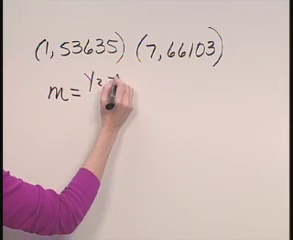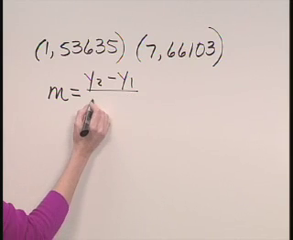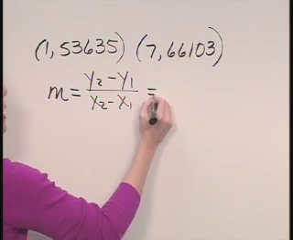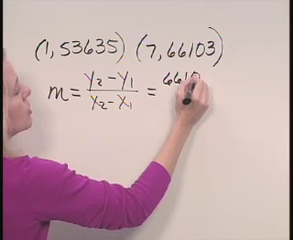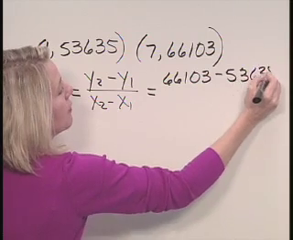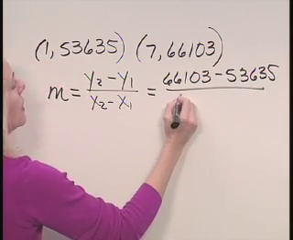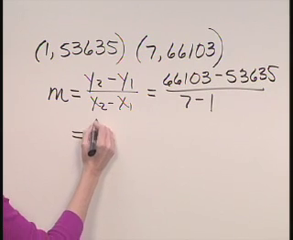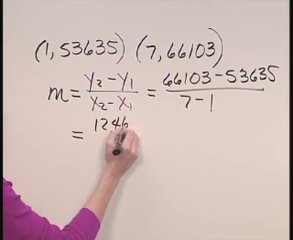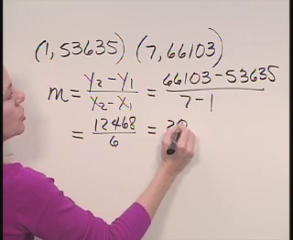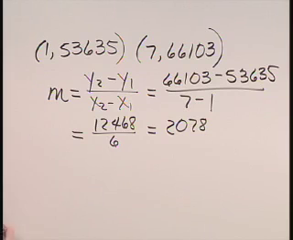Slope is equal to the difference in the y values, y2 minus y1, over the difference in the x values, which is x2 minus x1. And that gives us 66,103 minus 53,635 over 7 minus 1. Now putting that information into our calculator, we get 12,468 in the numerator over 6, and that's equal to 2,078. So our slope here is 2,078.